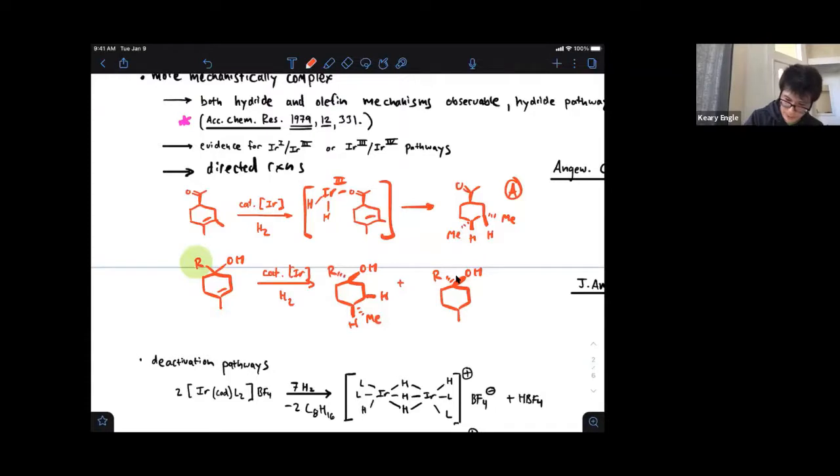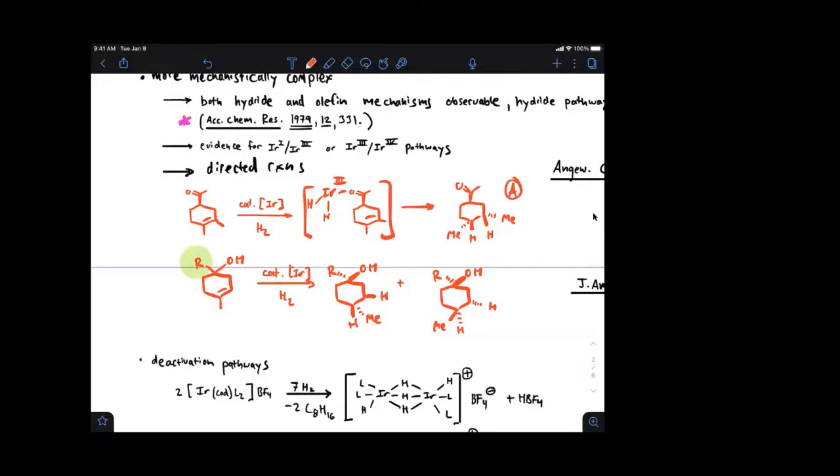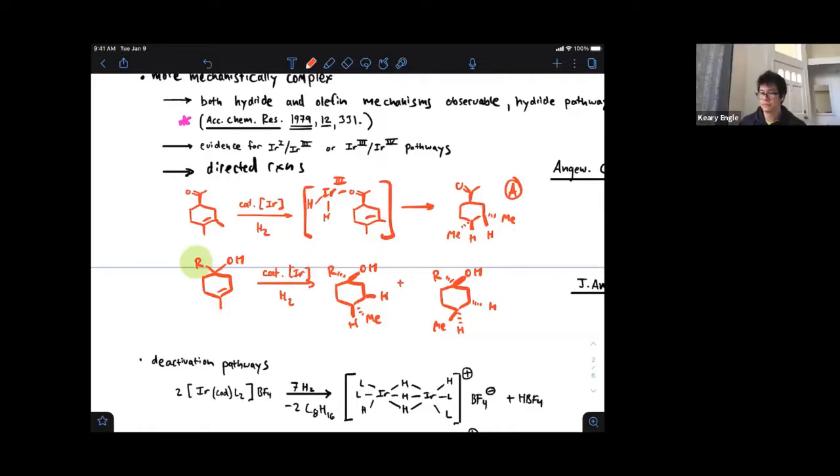So let's draw out the directed and non-directed products. And you said a bulkier substituent, namely the methyl, is going to favor the non-directed pathway. Is that right? Does it make it harder to coordinate? Yes, I guess. Okay, I buy that. Anybody disagree?